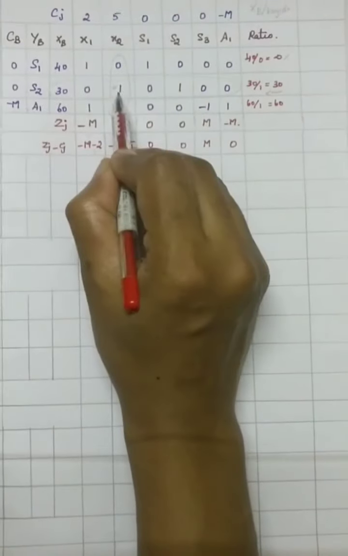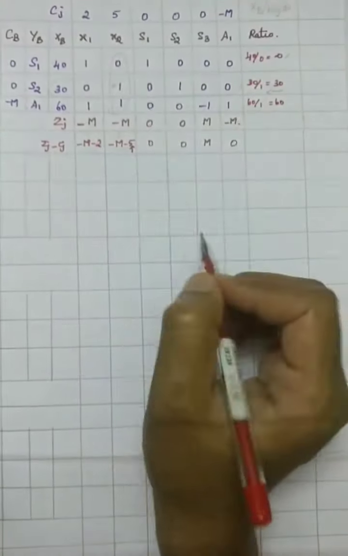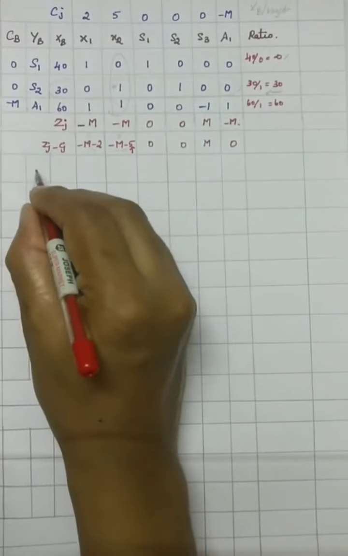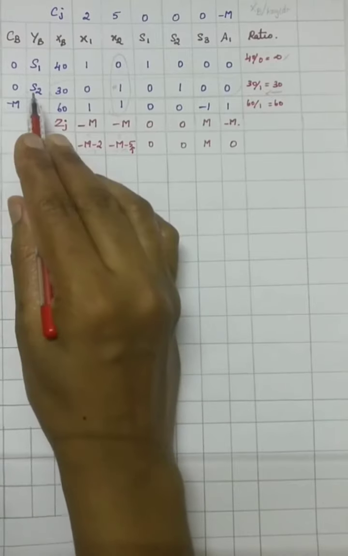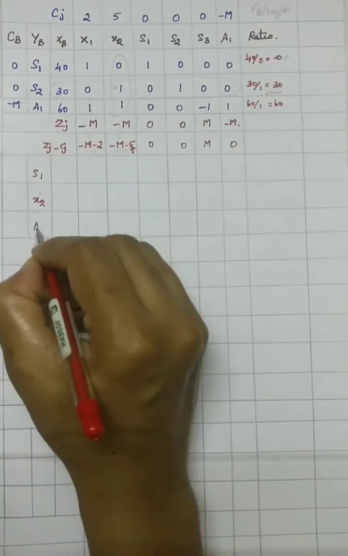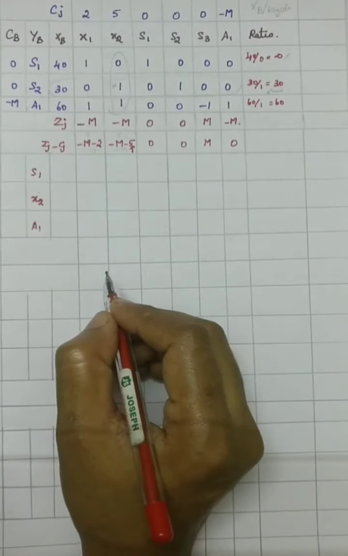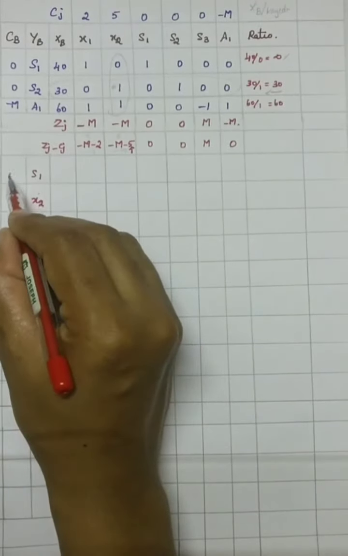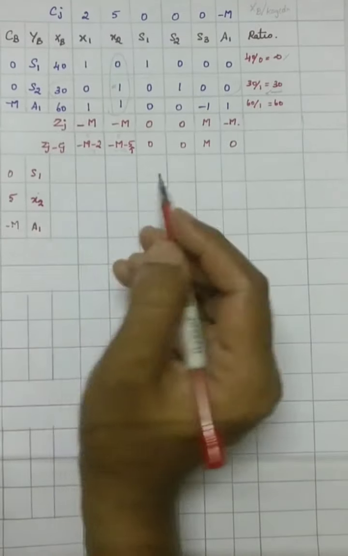Like this you have to draw. This is the intersection element. So in the next step S2 is the leaving variable and X2 is the entering variable. That is your next step. First you write the YB column. S1 is as it is. Instead of S2 you write X2, and A1 is as it is. Next you write the coefficients: S1 coefficient is 0, X2 coefficient is 5, A1 coefficient is minus m.